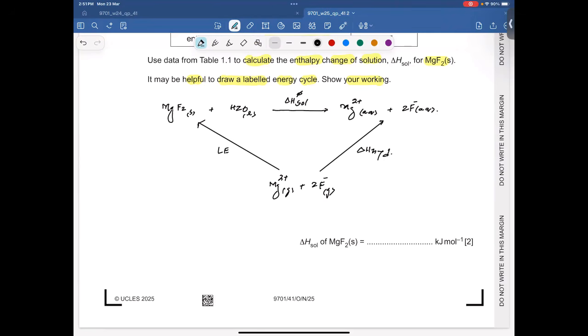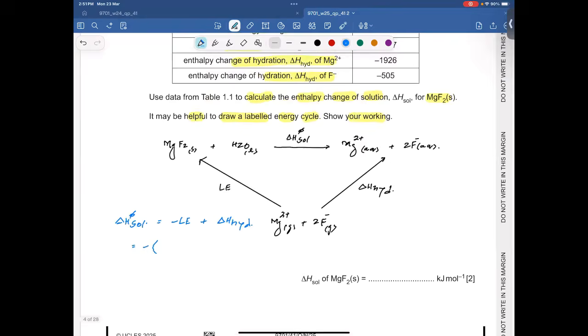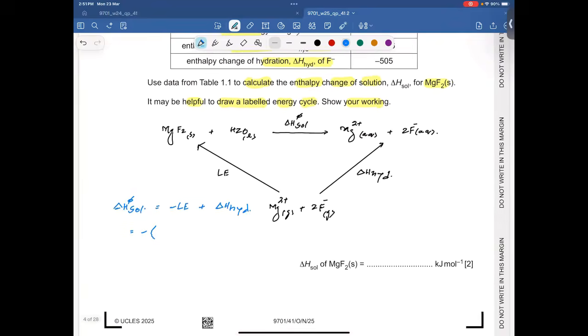Okay. On the basis of this entire thermochemical Hess cycle, we have deduced one expression. And that expression was: standard enthalpy change of solution equals minus lattice energy plus hydration. The lattice energy value is given: minus 2957.